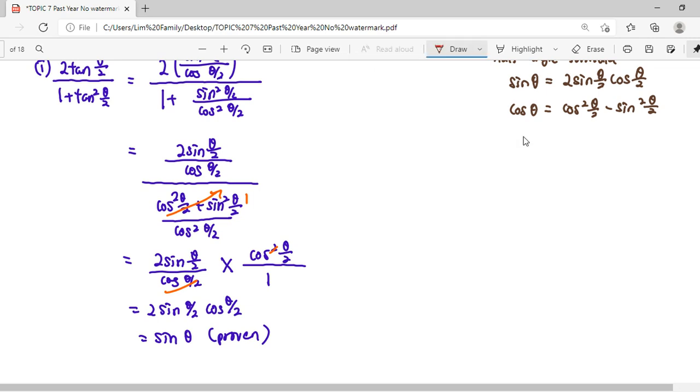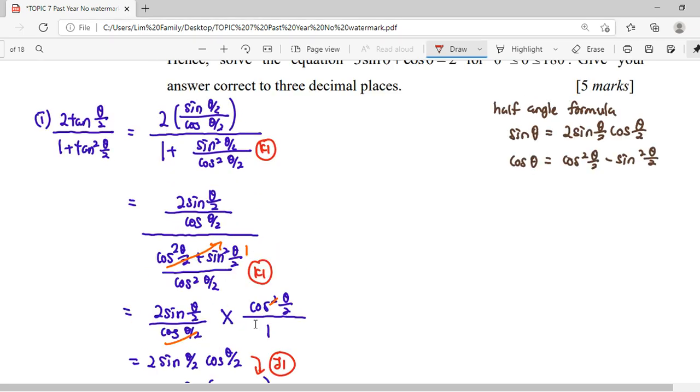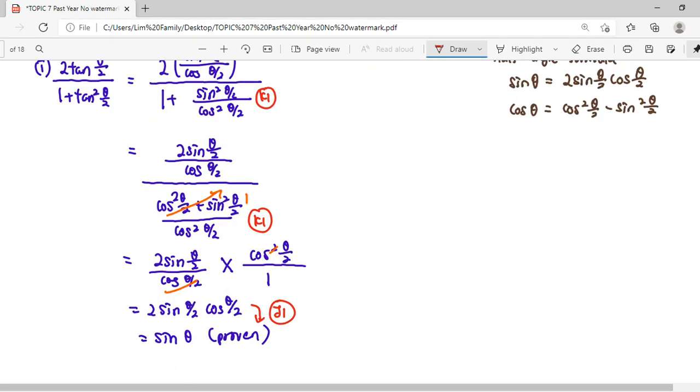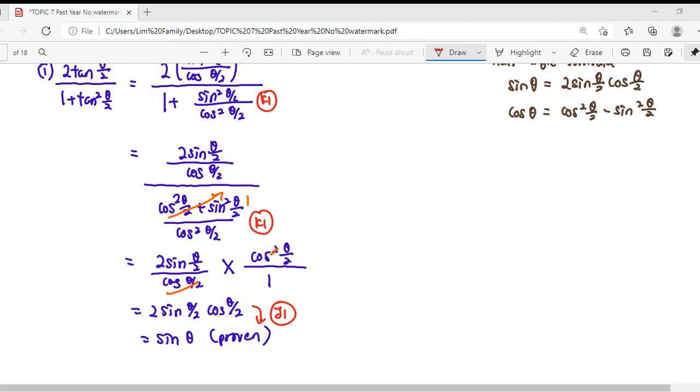So therefore, our marks here will go down for the first part: how we simplify our tangent into sine and cos, and then we simplify our fraction here using identity, and then we manage to get to the answer. So from 2 sine theta cos theta, we get to the answer sine theta from the half angle formula here. Then we continue to the second part.